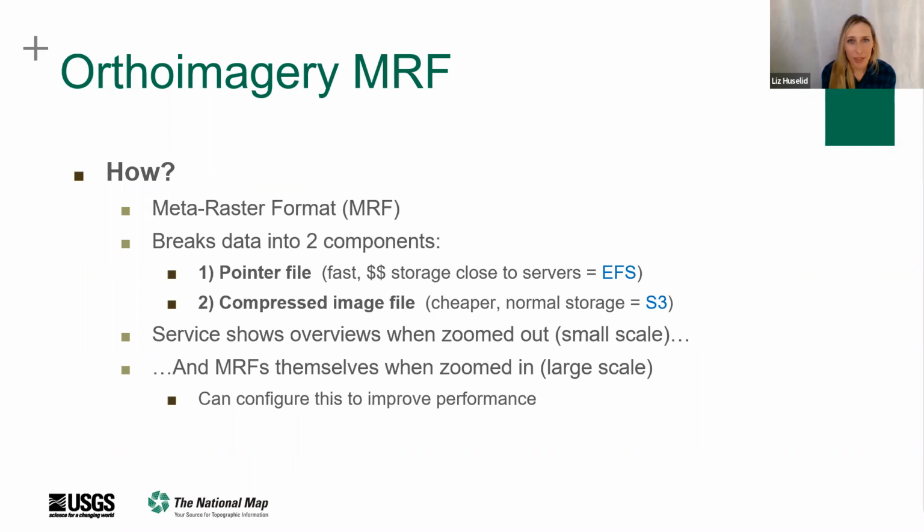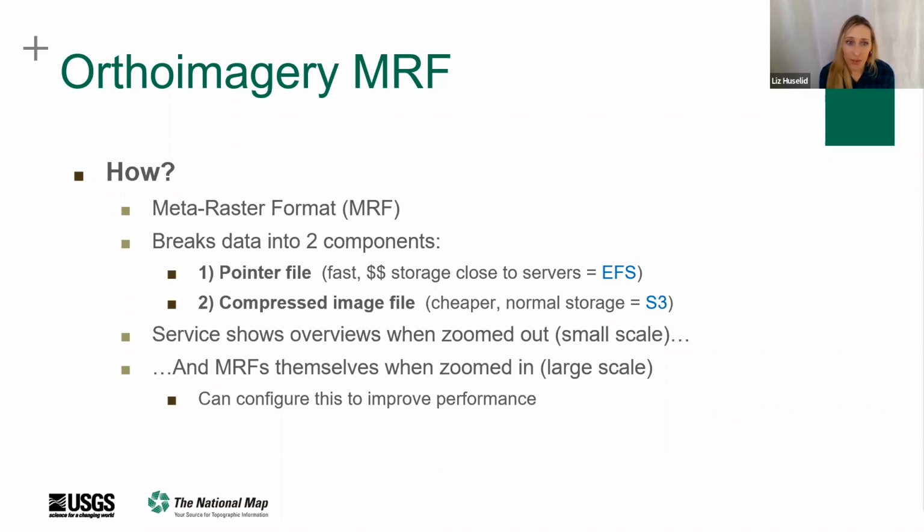So how are we going to accomplish this? We decided to go with Meta Raster Format. So that's an image format that breaks the data into 2 components. First, you have a pointer file, which is small and light. So we put that in some fast, expensive storage close to the servers that are going to be serving it. In our case, we use EFS on AWS, and we'll go into more detail on that later. And the second part is a compressed image file. So the imagery itself. We can store that in cheaper normal storage and just use the pointer to point to it.